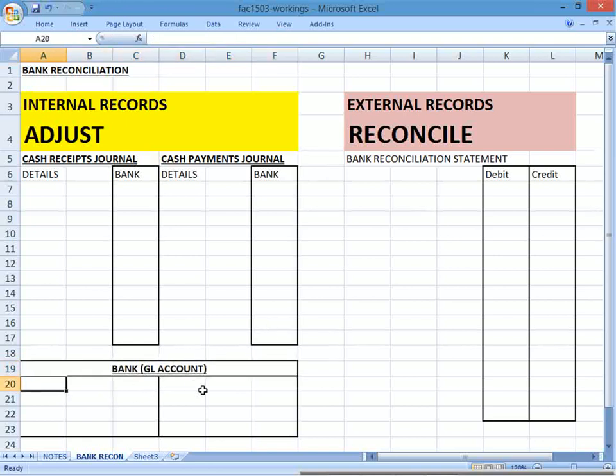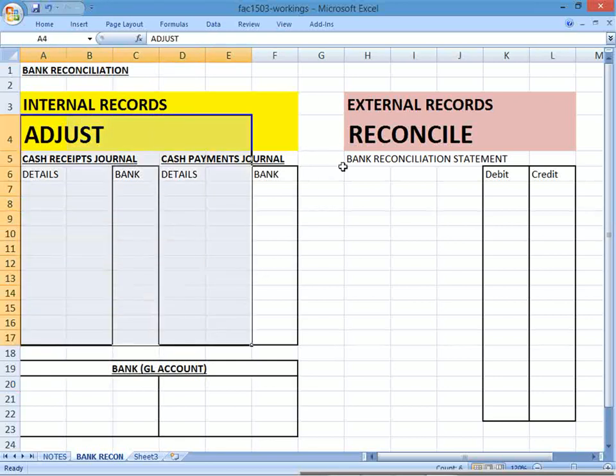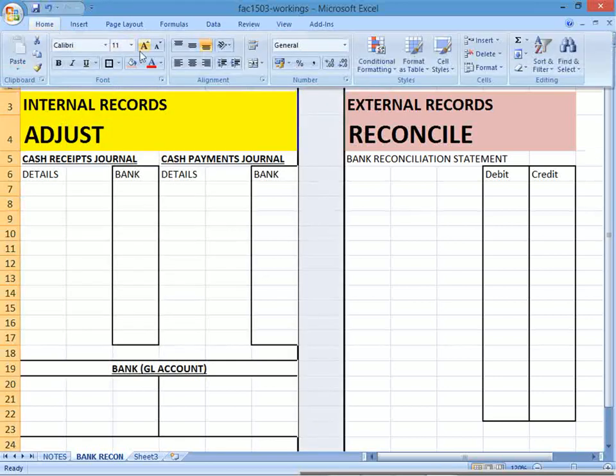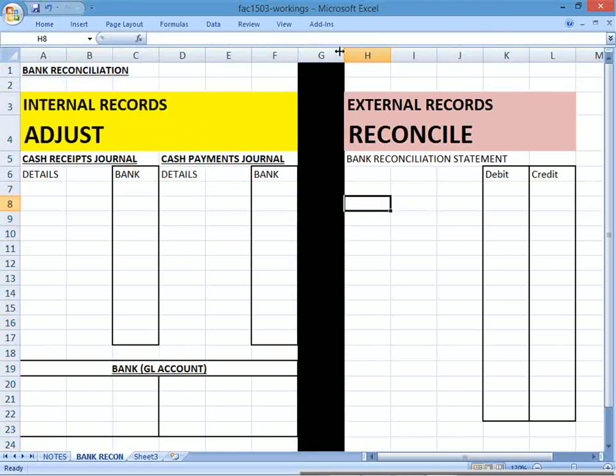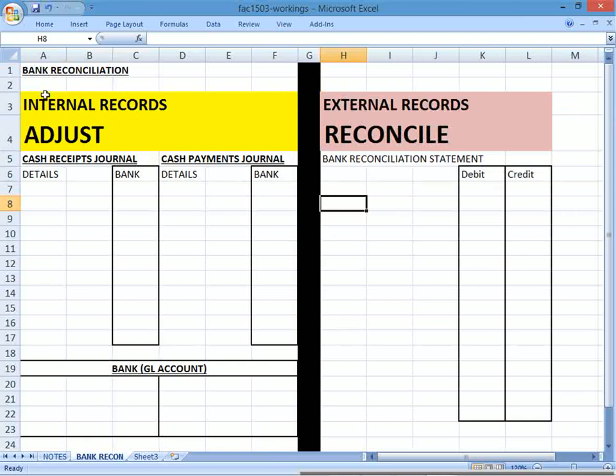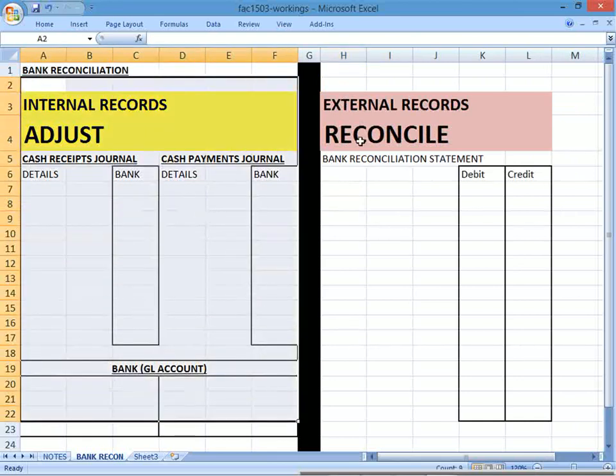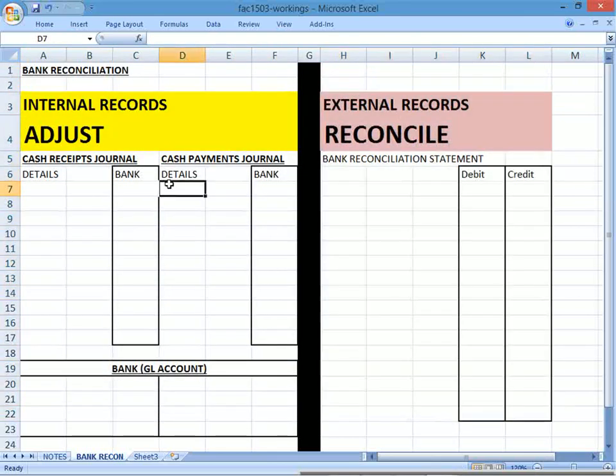And I'm obviously going to have an opening balance here. Okay, so that's what we're going to have. This is internal, that's external. What's on the left stays on the left. What's on the right stays on the right. You don't mix the two. Okay, they're very, very separate. Internal records you can adjust, external records you can't, so you'd have to reconcile. And this is what my answer would look like.